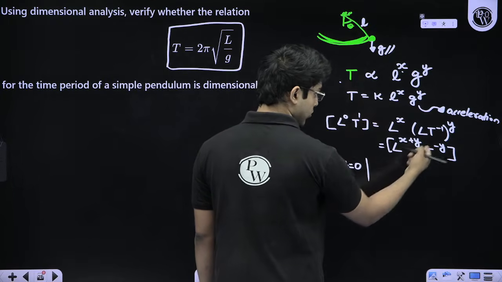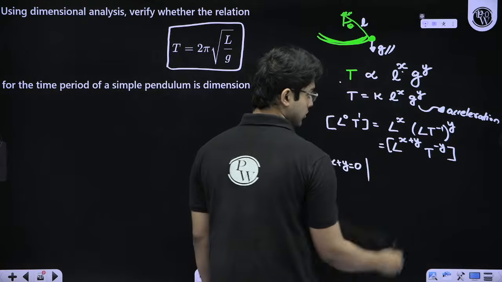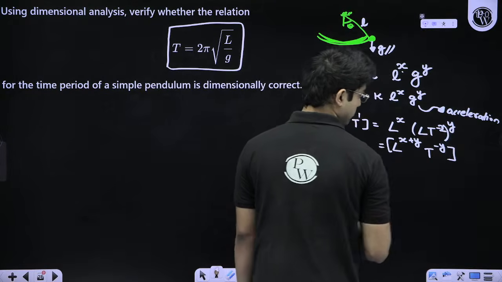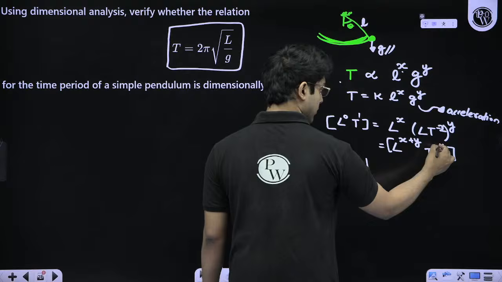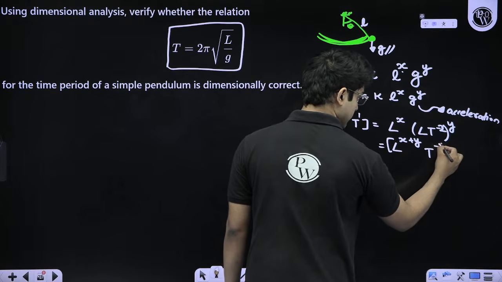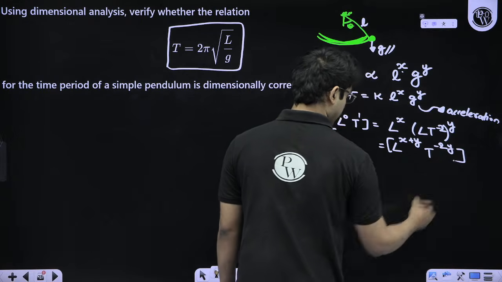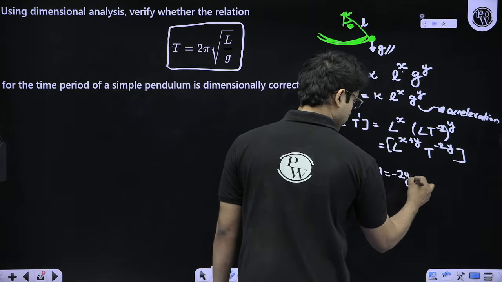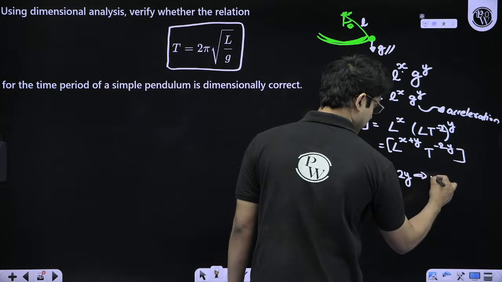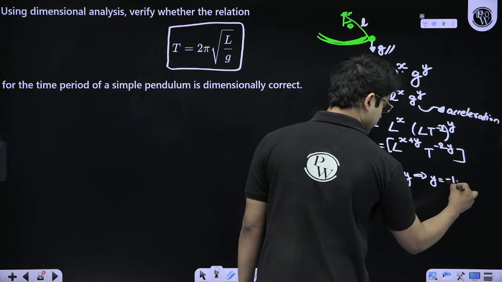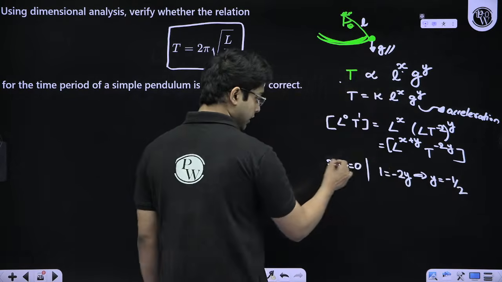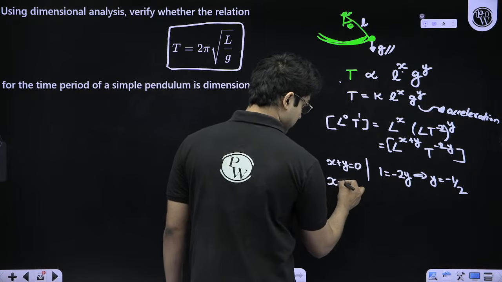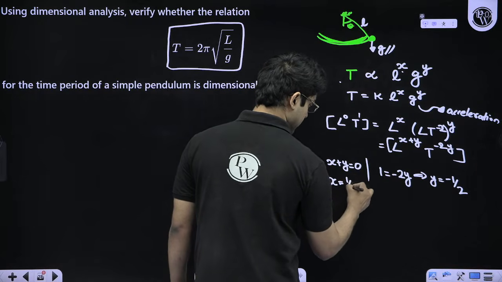So 1 is equal to, hold on. Acceleration is LT raised to minus 2, right? So time's power will be minus 2y, not minus y. So 1 must be equal to minus 2y. So from here we get the power y as negative half. If you put that here, you will get x as positive half.